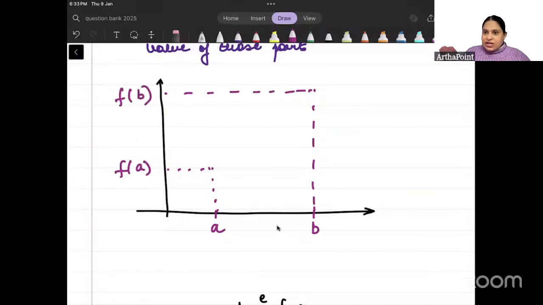It's not necessary f of A will be less than f of B, ऐसा कुछ necessary नहीं है. I am just assuming कि जब हम A डालते हैं तो ये वैल्यू आ गया. This can be any value, 4, 5, 10, 20, कुछ भी. हमने A डाला फंक्शन में, फंक्शन का वैल्यू आया f of A. हमने B डाला, फंक्शन का वैल्यू आ गया f of B.